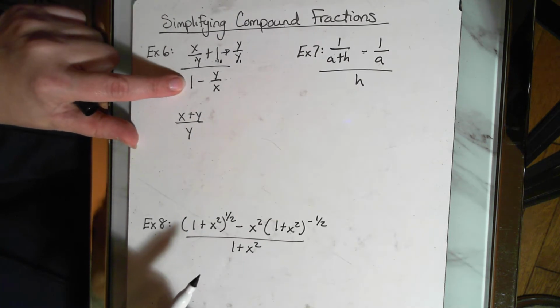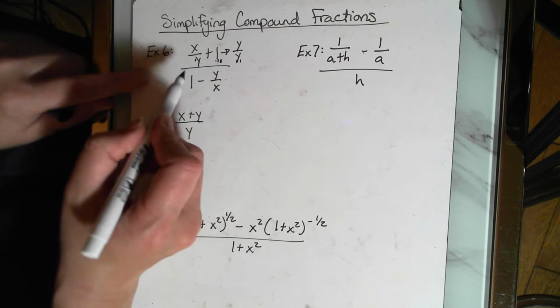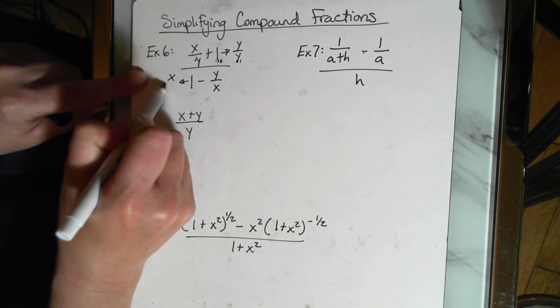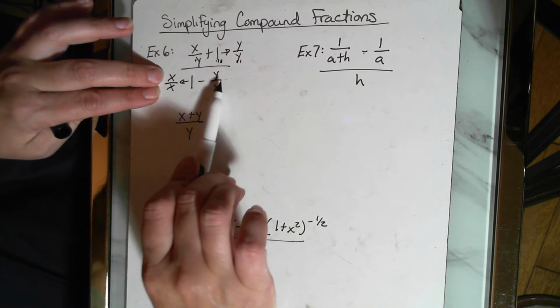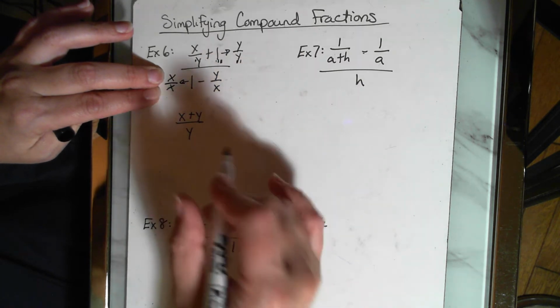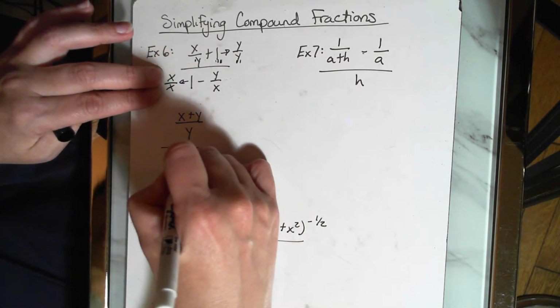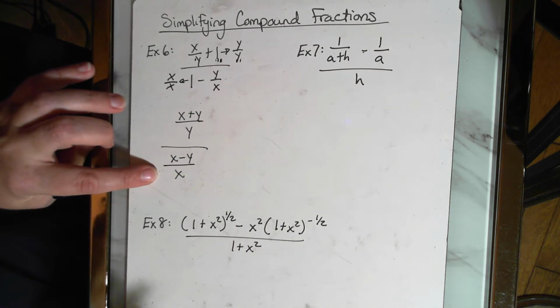In my denominator, I need common denominators again. So this one changes into x over x. That's what it's equal to. So now I can combine these using subtraction. X minus y all over x. So this is actually my compound fraction.